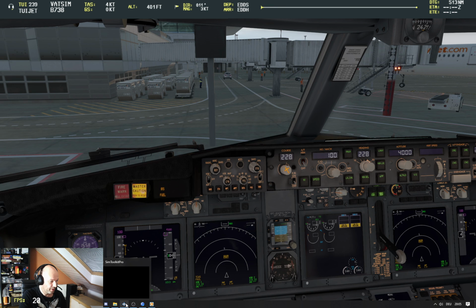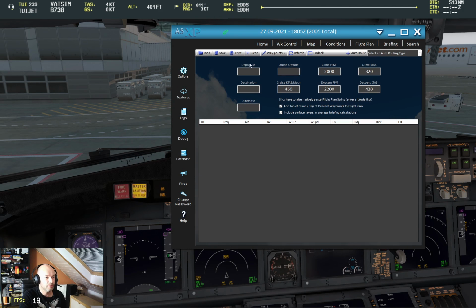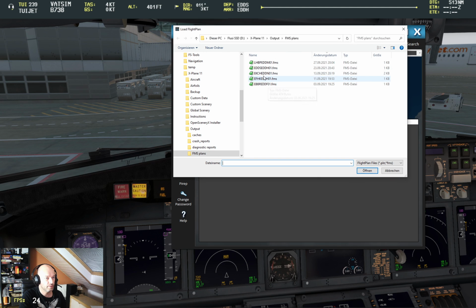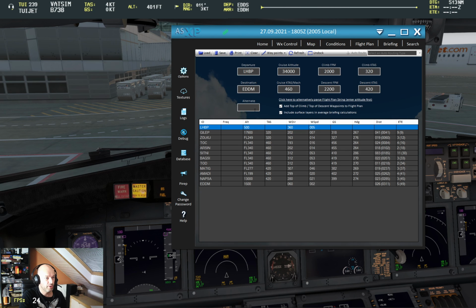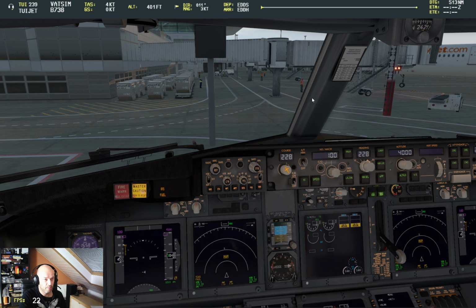For the flight tonight as well, I will use Active Sky, obviously. So we quickly load the flight plan. Here it is. Budapest to Munich. Alternate is Nuremberg. It's cool. Then we refresh it. Good. And then conditions should be 1016. That's good. And we can minimize it. It's in the background now.